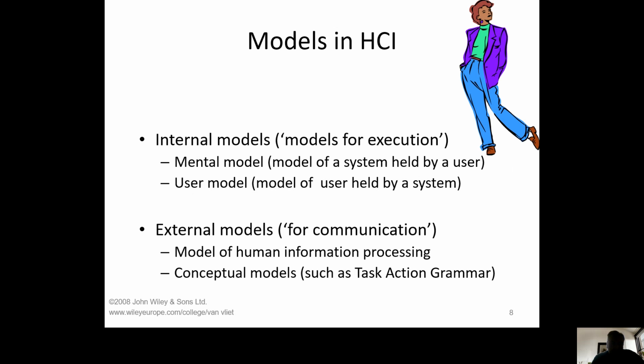Okay, so let's continue. There are models in HCI. One we call the internal model, one we call the external model. Internal models are models for execution, for developers. External models are for users, for communication. For example, the internal model has the mental model, the model of a system held by the user, and the user model, the model of the user held by the system. So for example, have you noticed, what do you usually do when you design a system? You have a lot of cookies. Have you noticed if you ever on your phone or your PC start searching for something? Let's say you search for, I don't know, favorite restaurant.